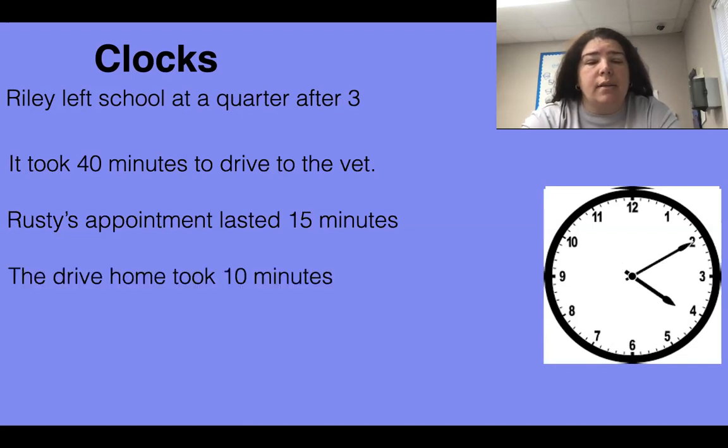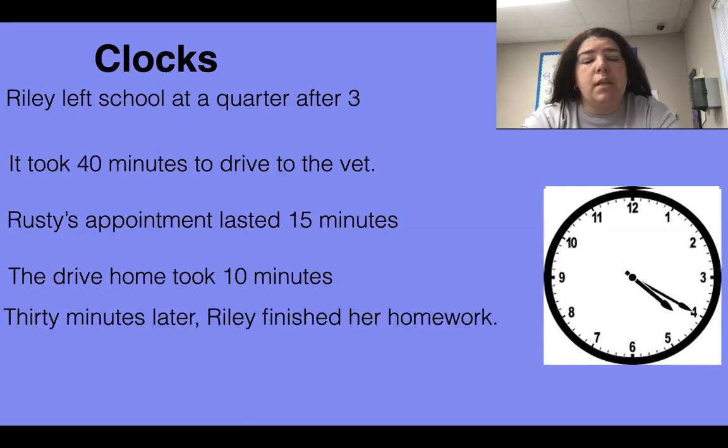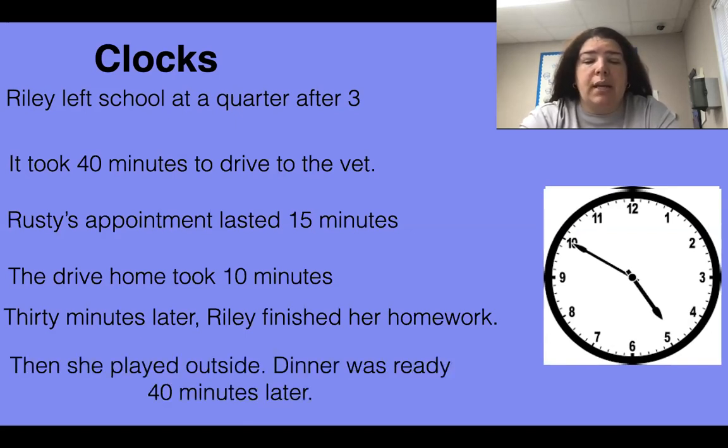And next, they drive home, and it took 10 minutes. What time is it now? Good. It's 4:20. Okay. Now, it took 30 minutes later, Riley finished her homework. What time is it now? 30 minutes. Good. It's 4:50. Now, last one. She played outside and dinner was ready in 40 minutes. What time is it finally? What time is dinner ready?